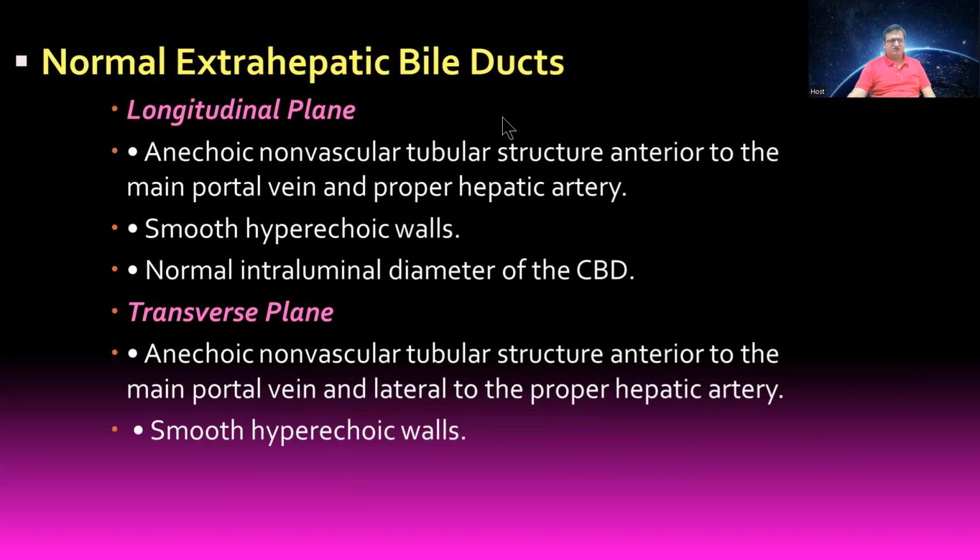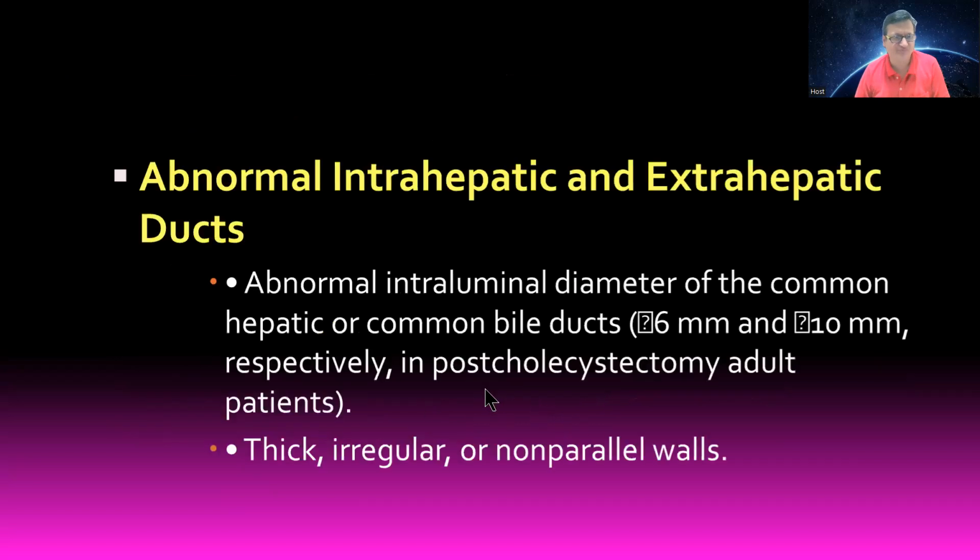Normal extrahepatic bile duct: the normal pattern in the longitudinal plane is an anechoic non-vascular tubular structure anterior to the main portal vein and the proper hepatic artery. It has a smooth hyperechoic wall. Then in the transverse plane, it is an anechoic non-vascular tubular structure anterior to the main portal vein and lateral to the proper hepatic artery, with a smooth hyperechoic wall.